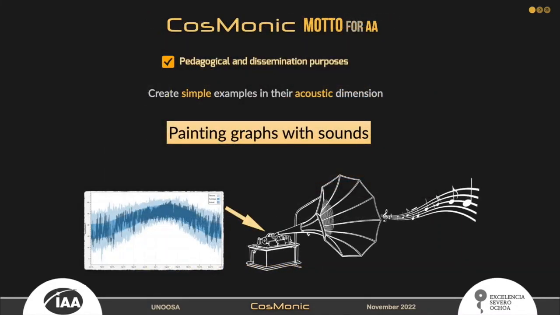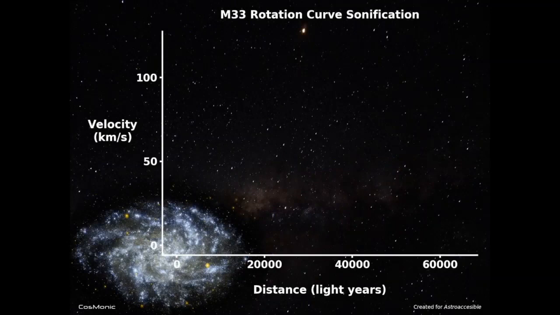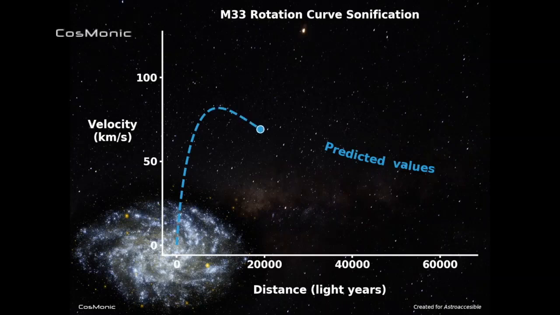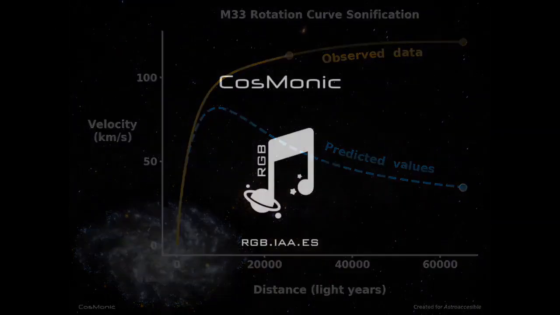Cosmonic studies the needs of each project to adapt the acoustic dimensions for the needs of that project. In the case of Astro Accessible, the aim is to produce very easy examples in the acoustic dimensions. In other words, painting graphs with sounds. One of the characteristics of Cosmonic is that it produces videos, animations, synchronized with the sonification. So it's a combined force between the visual and the audio experience. In this way, the audience can understand the astrophysical concepts or any kind of data from different perspectives, from the sound perspective or from the visual perspective.